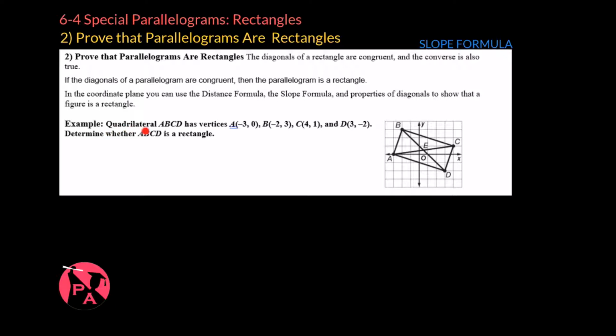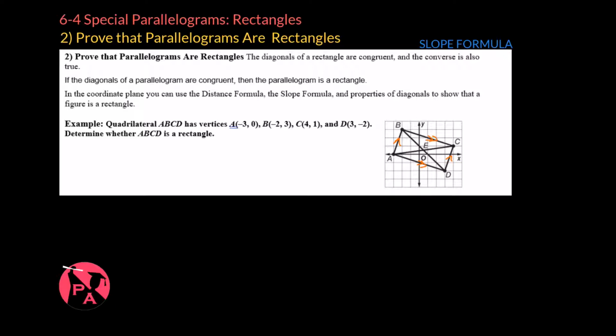The example says quadrilateral ABCD has vertices A (-3, 0), B (-2, 3), C (4, 1), and D (3, -2). Determine whether ABCD is a rectangle. We need to go over some stuff here. Remember, we are going to use the slope formula, and we need to show that the slopes of the opposite sides are the same. The slopes of the opposite sides AB and CD must be the same, and the second thing, BC and AD are the same.